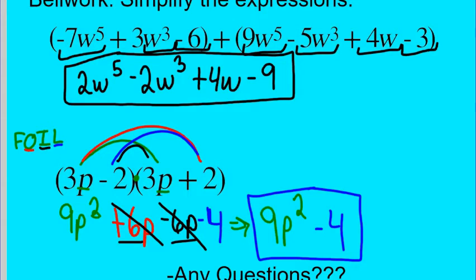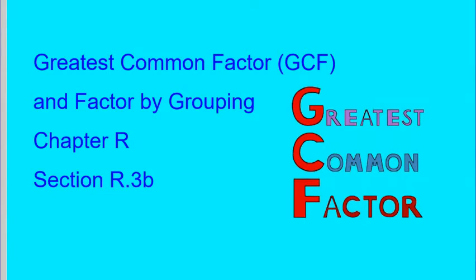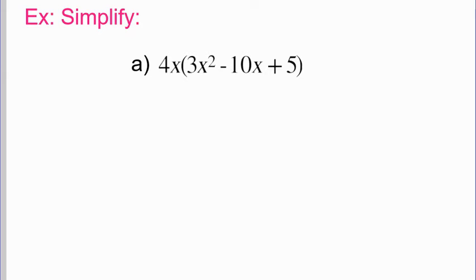Okay, now that we went ahead and did our bell work, let's go ahead and look at our notes for today. Today we're going to review greatest common factor, or GCF, and factoring by grouping. This is chapter R, so we're still in our review chapter, section R.3b. As we go throughout these notes, you can be taking notes either on your own or you can use the notes that I've attached onto Canvas. Just below this video, if you go back to the Canvas page, you'll see my guided notes, and those just kind of save you from having to write everything down. Makes it pretty easy to follow along. Let's go ahead and get started though.